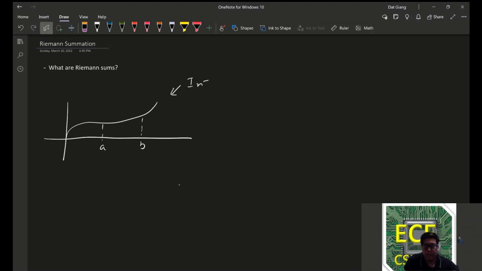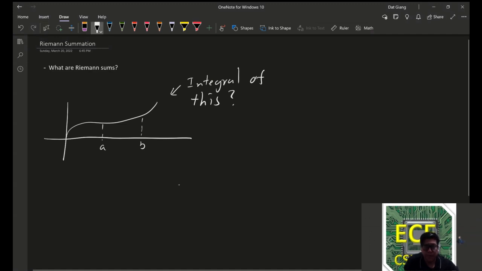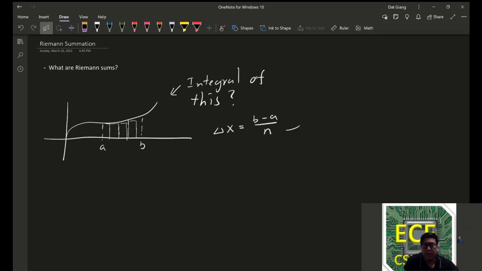Integral of this. Well, one way we could do it is using a little bit of geometry. What we could do is take little slices every time of the same width but different height. So we could have something like this, where the width is defined by delta x, b minus a divided by n, where n denotes the number of slices.